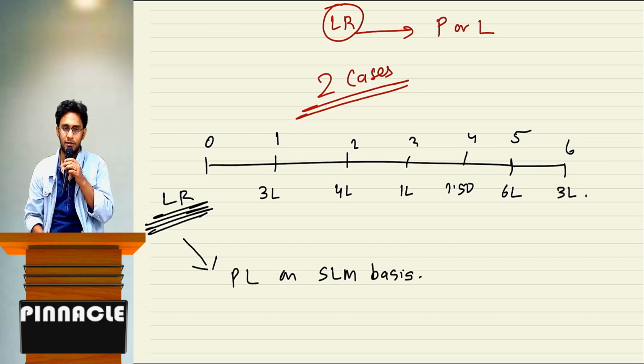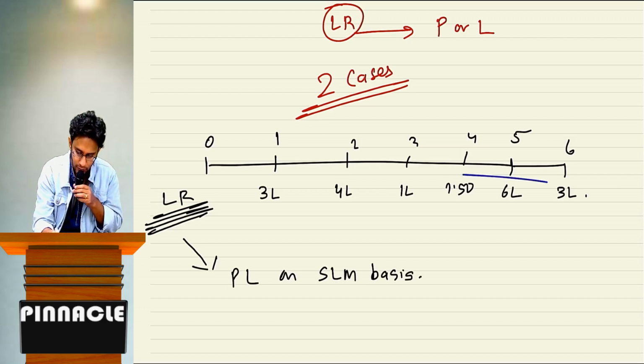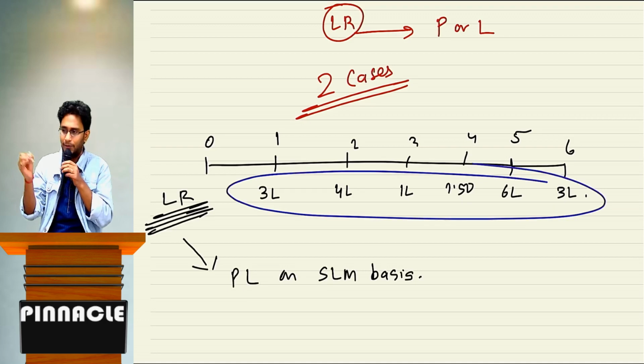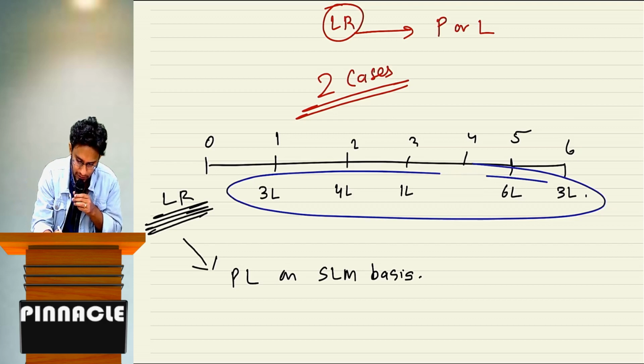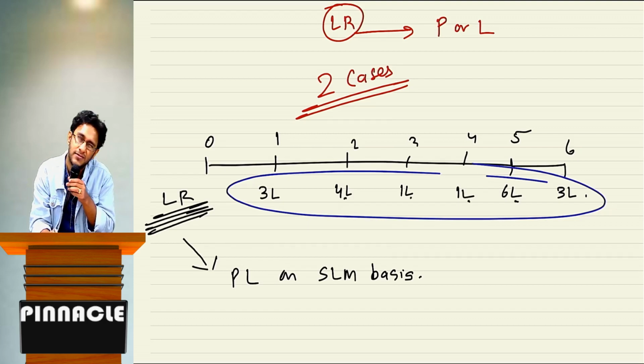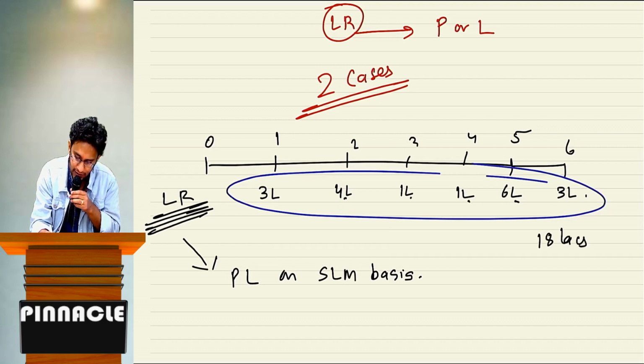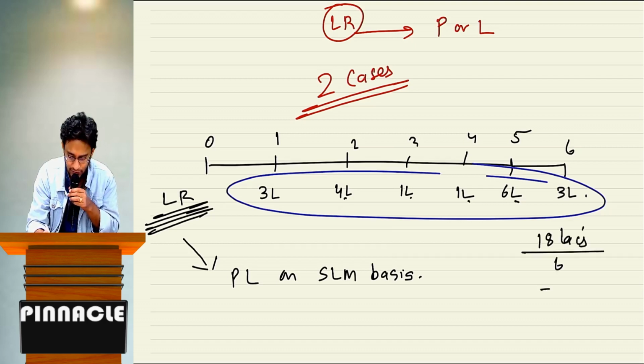What is the meaning of SLM basis? You total all this and divide by the number of installments, and one average number will come. Anyway, let's keep it simple and I'll make this also 1 lakh. Compute and tell me: 3 plus 4, 7, 8, 9. 9 plus 6, 15. 15 plus 3, 18 lakhs. 18 lakhs divided by 6 months, so monthly it comes to 3 lakhs.